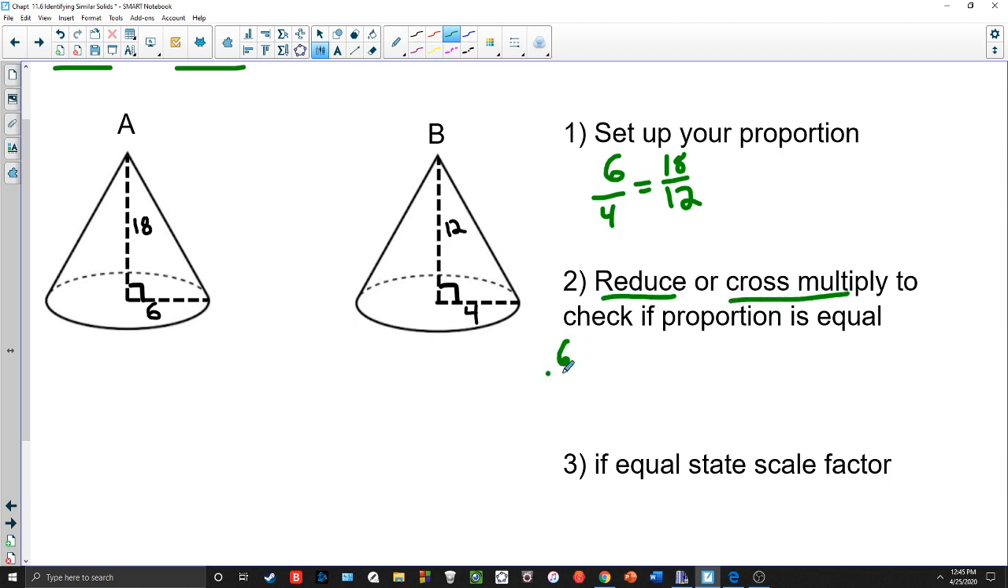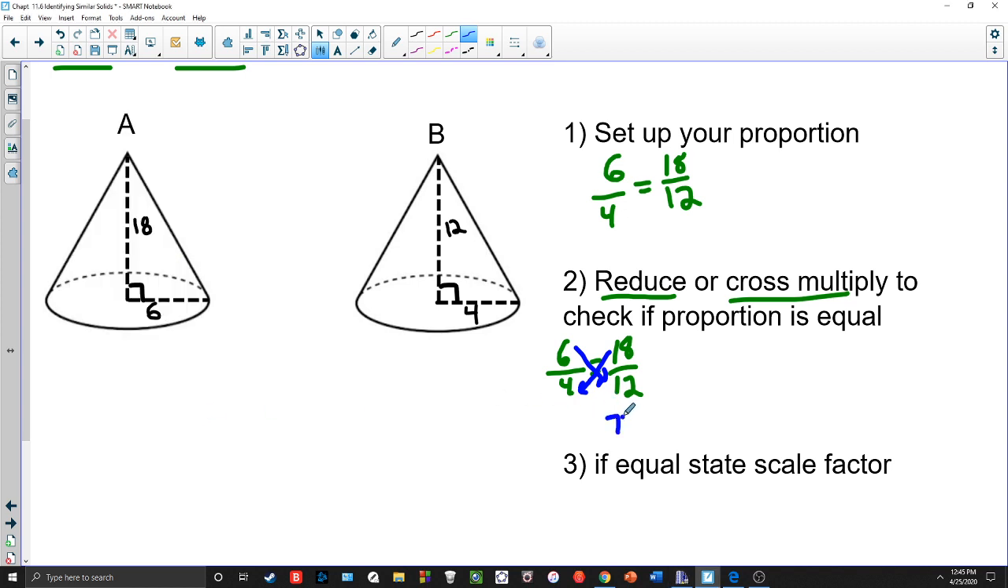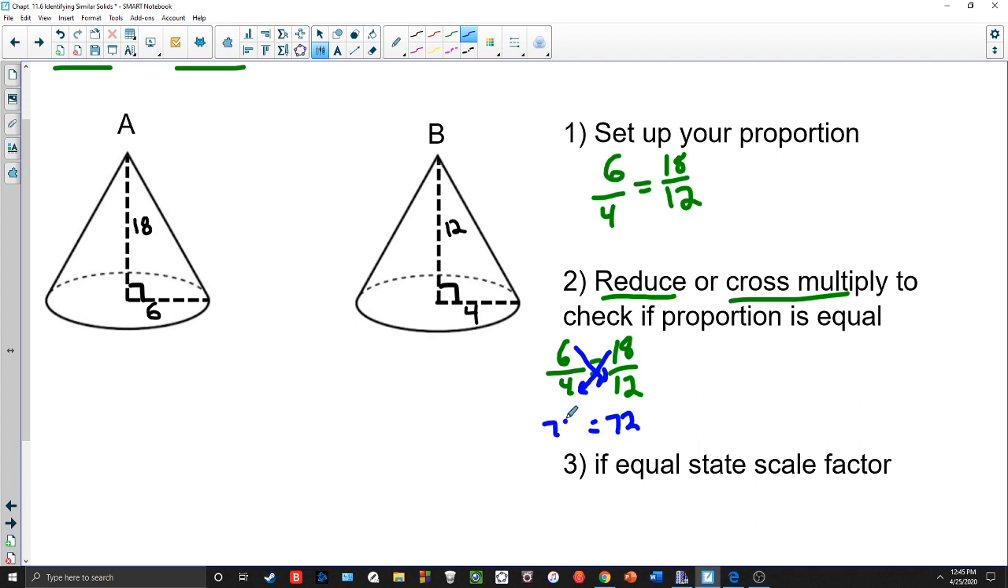So like, for example, 6 to 4, 18 to 12. The cross multiplying way means that you take the top times the bottom, top times the bottom. If these come out being the same, then they're similar. If these come out being different, then they're not. So if I take 6 times 12, that's going to be 72, is equal to, and if I take 18 times 4, that's also going to be 72. So this would be similar. I'll put sim for short. These are indeed similar because my cross multiplication ends up being the same.